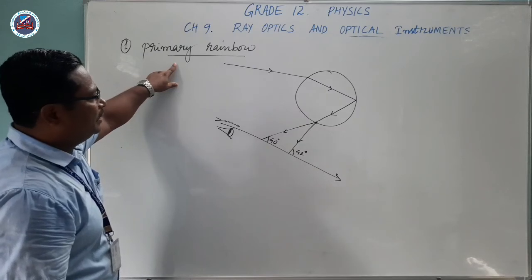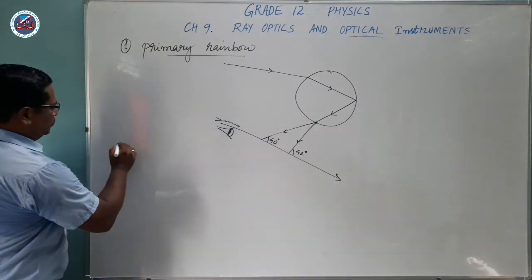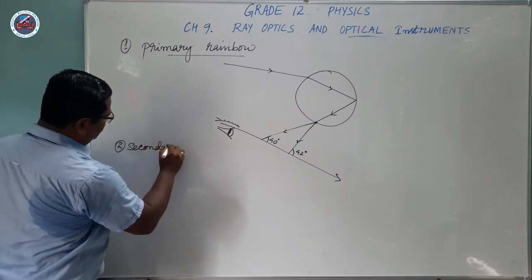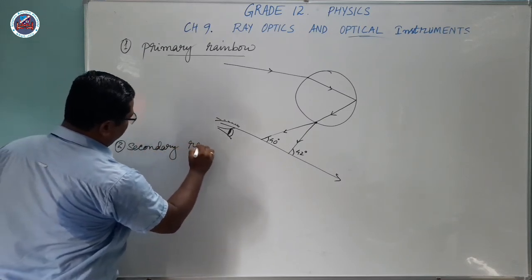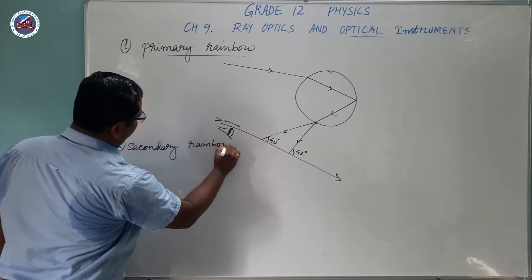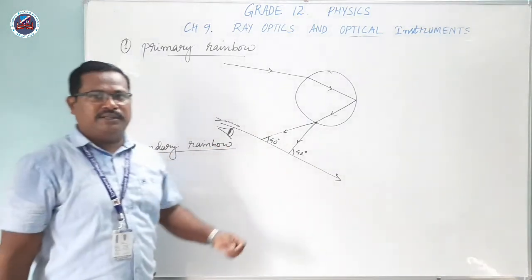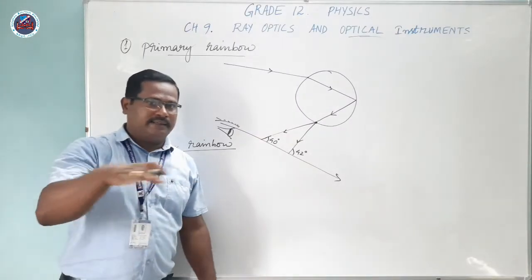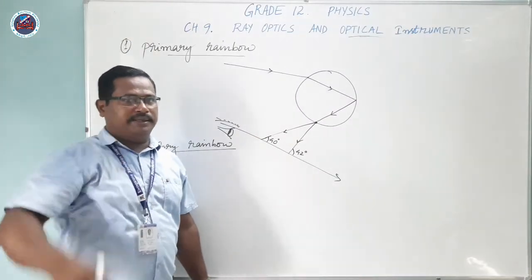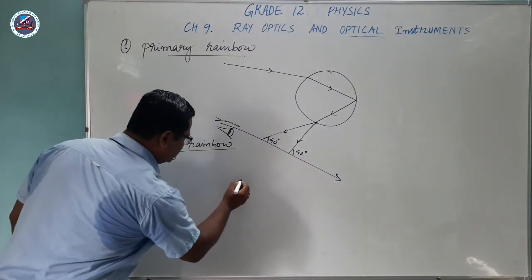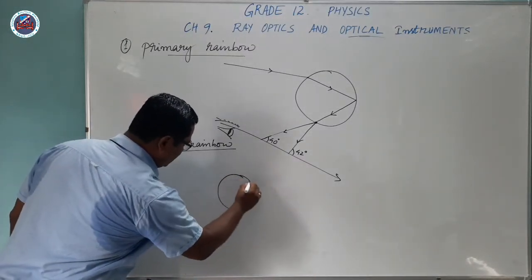Now let us see about the secondary rainbow, the second one. In a secondary rainbow, this is very rare. Sometimes if you are very lucky, you can see the red light at the bottom and the violet light at the top. It is a four-step process. Secondary rainbow is a four-step process.